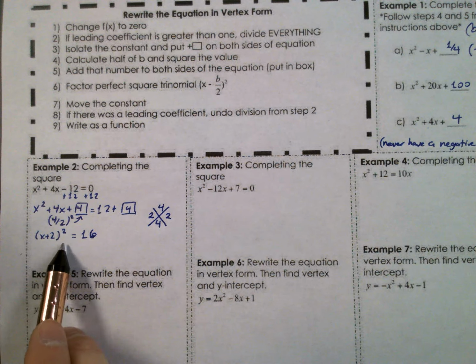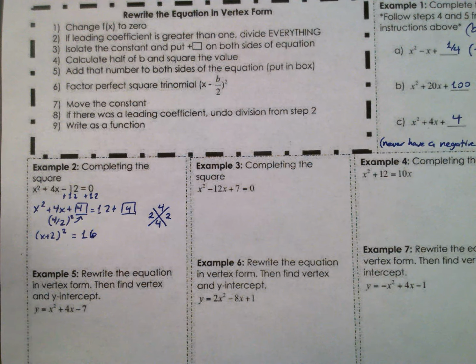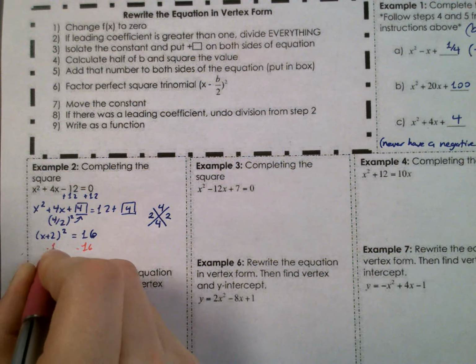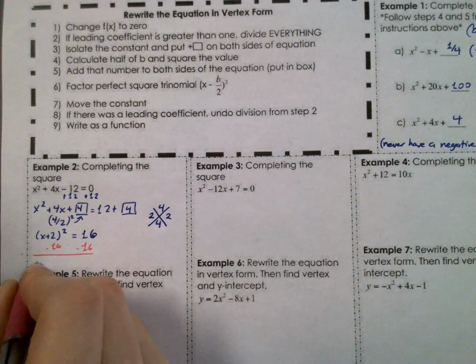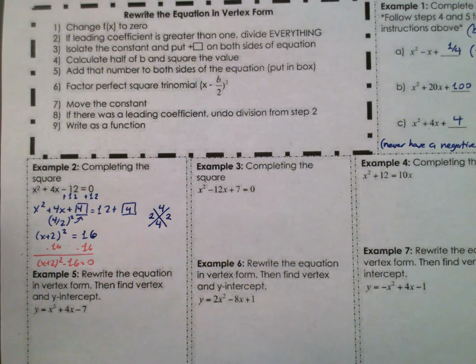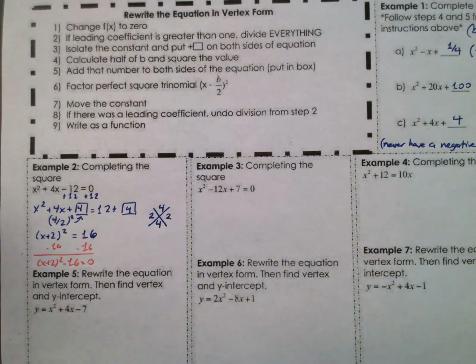Realistically. Now, if you want to go one step further, you could move 16 to the other side. If we move 16 to the other side, guess what? It just became vertex form. Here, I'll do it in a different color. Here's our extra steps, hypothetical. If I move 16 to the other side, I get x plus 2 squared minus 16 equals 0. That's vertex form, everybody. You see how powerful this is?